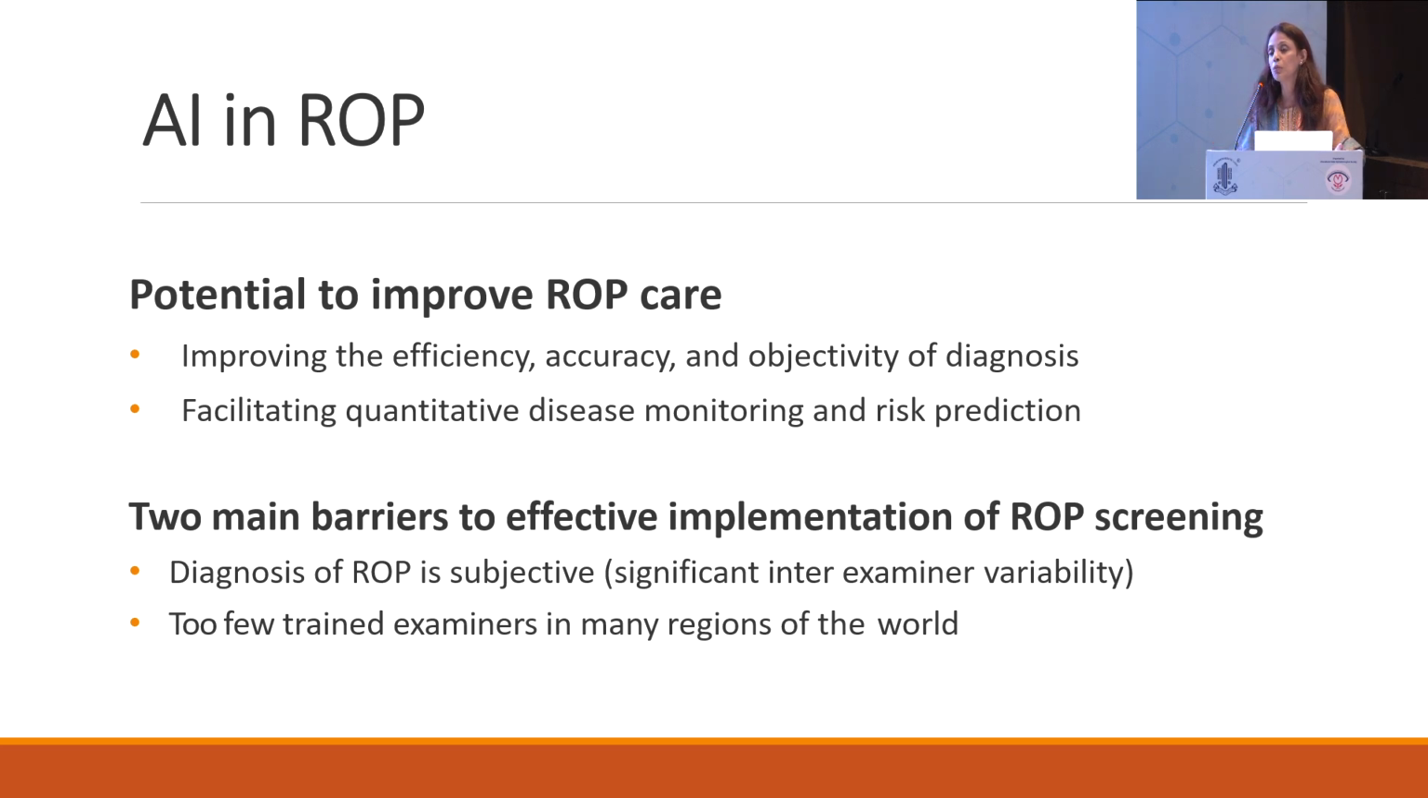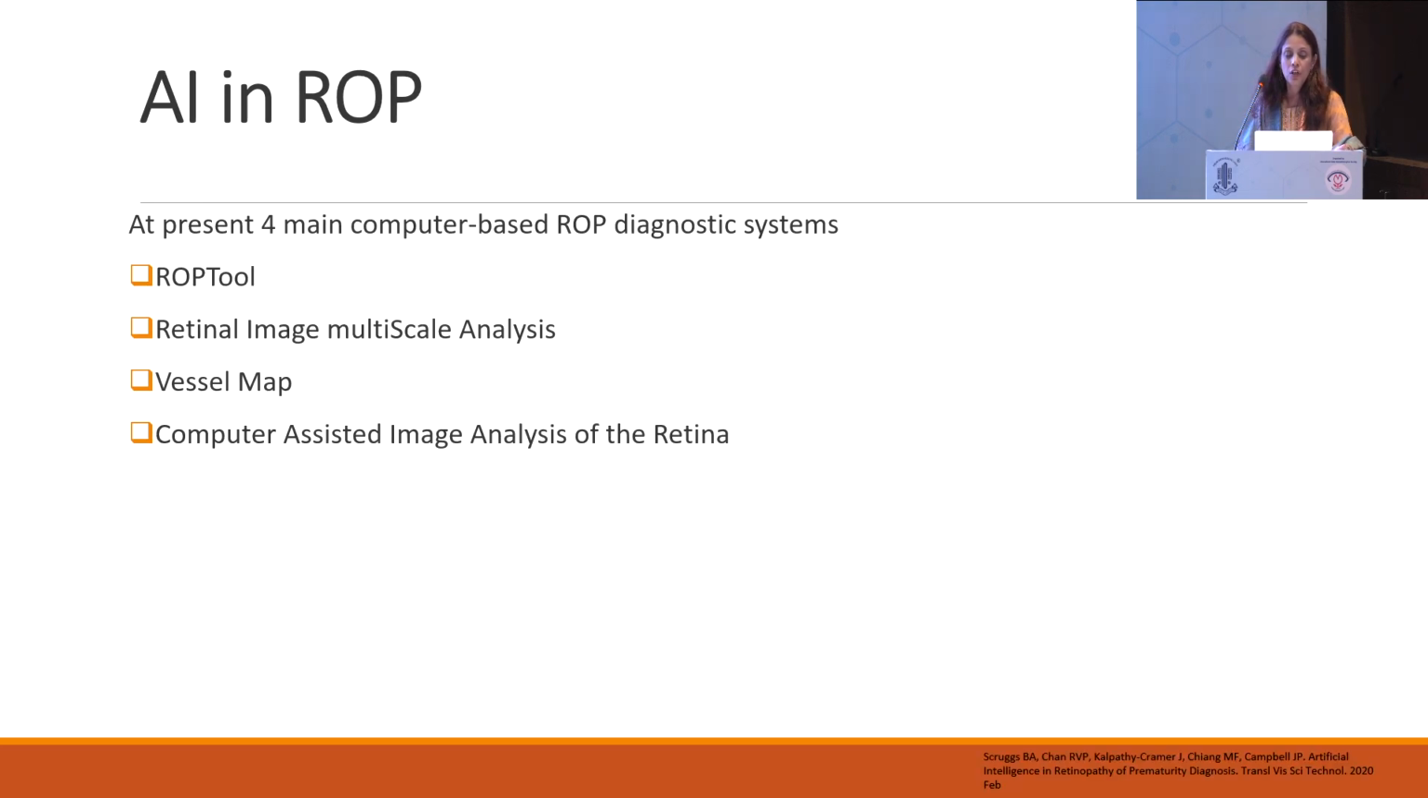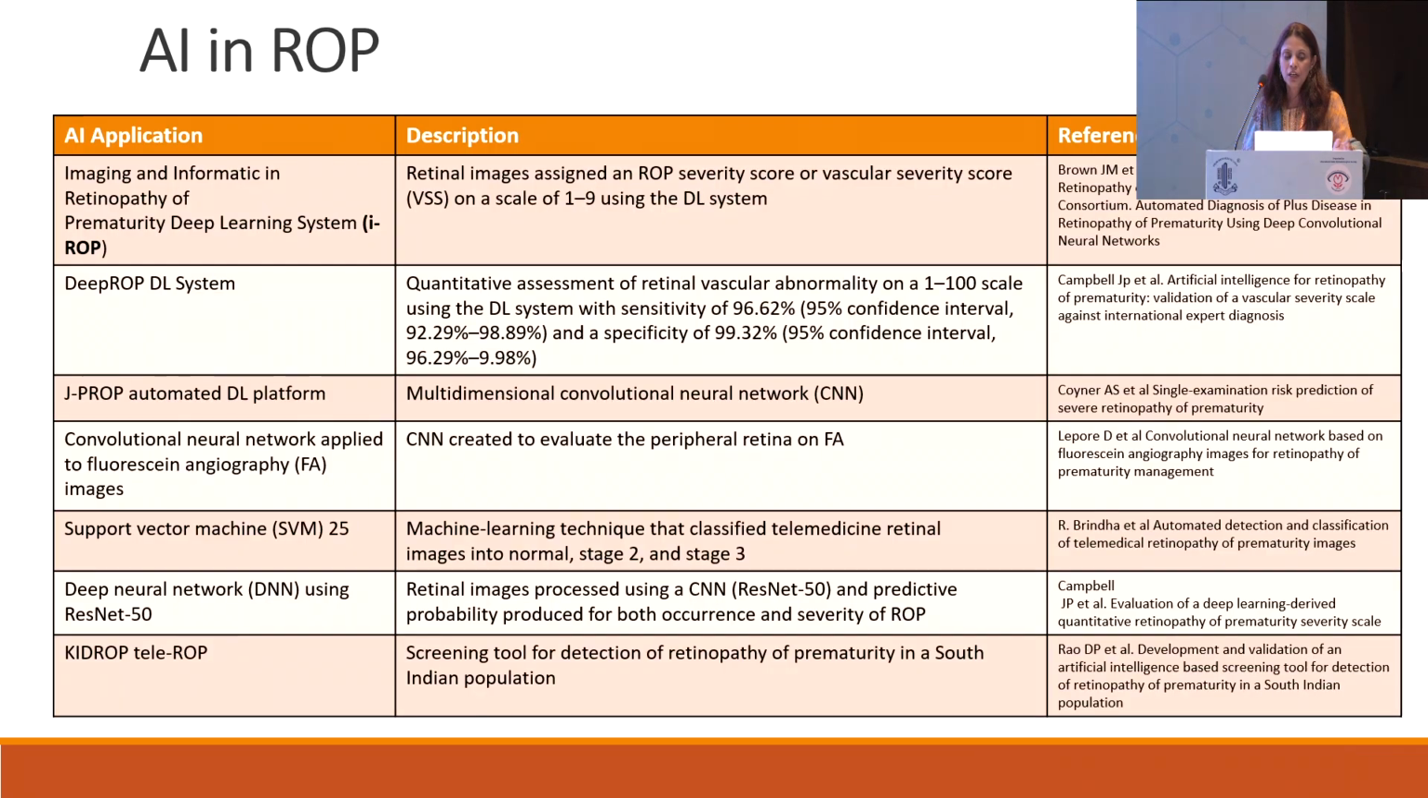And also the total number of examiners who are actually well-trained is relatively less compared to a general ophthalmologist. So at present for ROP, there are 4 main computer-based diagnostic systems. One is the ROP tool, one is the image-based multi-skill analysis, one is a vessel map, and one is a computer-based, again, analysis of the retinal images. So these are the various studies which have been done, which have developed these algorithms, and which have tried to assess what is the efficacy, what is the sensitivity and the specificity of these tools.